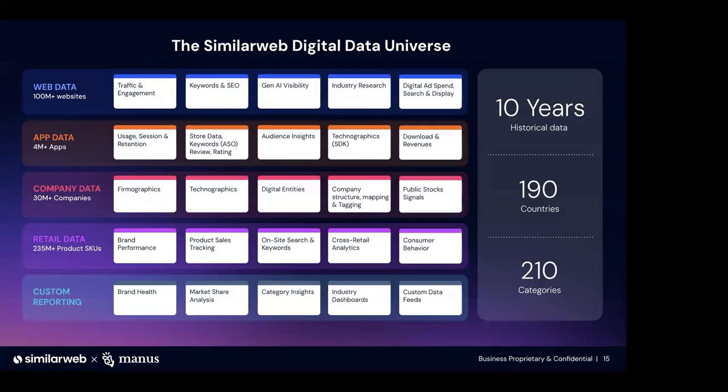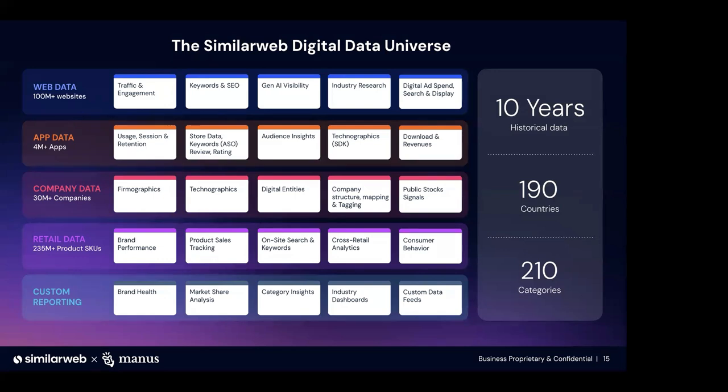Within those data sets I've mentioned, you can double click and get more refined metrics and tie those to specific KPIs. For the web data, we cover over 100 million different websites, with traffic and engagement data, things like total visits, unique visits, and keyword data. I know some folks had asked how brand visibility within LLMs is impacting performance. That's all data that we have.